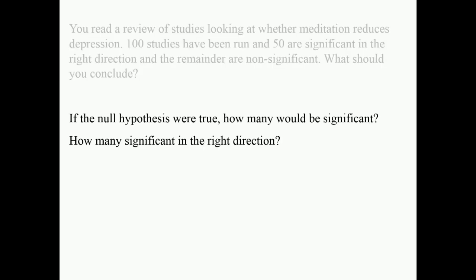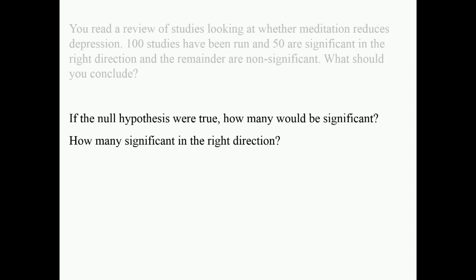So, if the null hypothesis were true, how many of these studies would be significant at the 5% level? Just tell the person next to you, if the null hypothesis were true, how many significant results would you get? You get 5 out of 100, right? 5% significance means precisely that if you had 100 studies and the null was true, you would get 5 significant. That's what 5% significance means. You would reject the null in 5% of the cases incorrectly. We didn't get 5%, we got 50%.